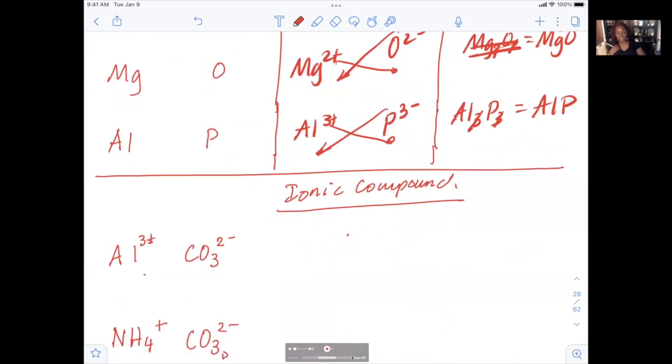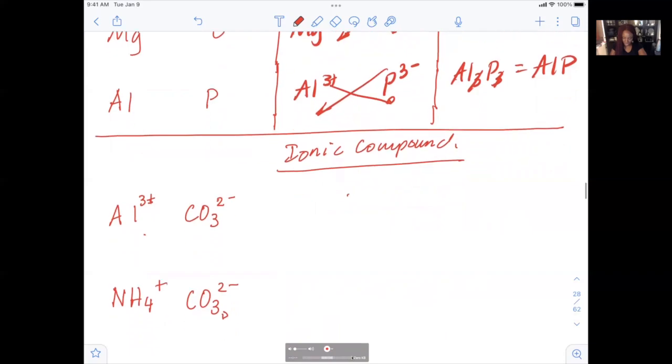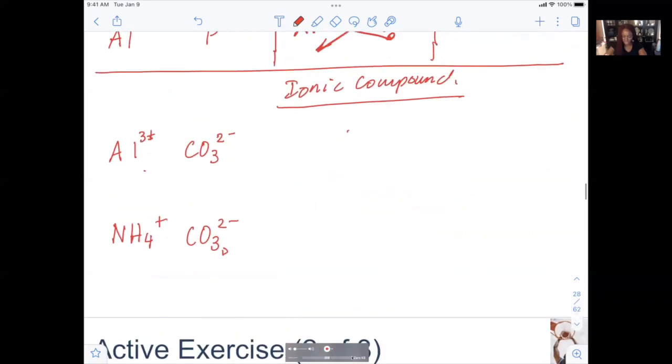Okay, now we're writing the ionic compound, but we're dealing with polyatomics. Ooh, okay. So we have polyatomics and ions. What happens here, like before, put the 3 down here, put the 2 down here. But this is tricky because we have a pre-existing 3 in the subscript, right?